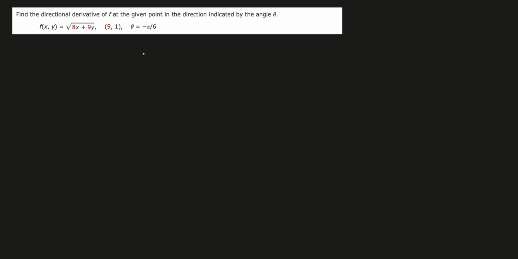Another problem, finding the directional derivative of our function at the given point in the direction indicated by the angle theta. So here we can visualize our directional derivative, or understand it, I should say, a little bit deeper.